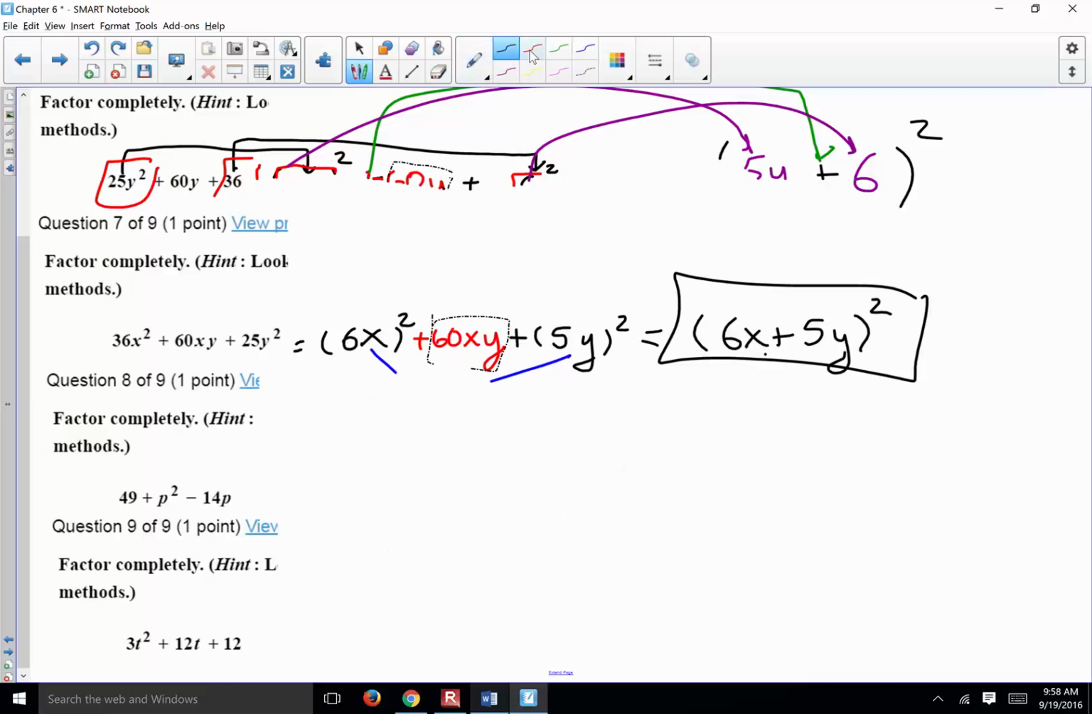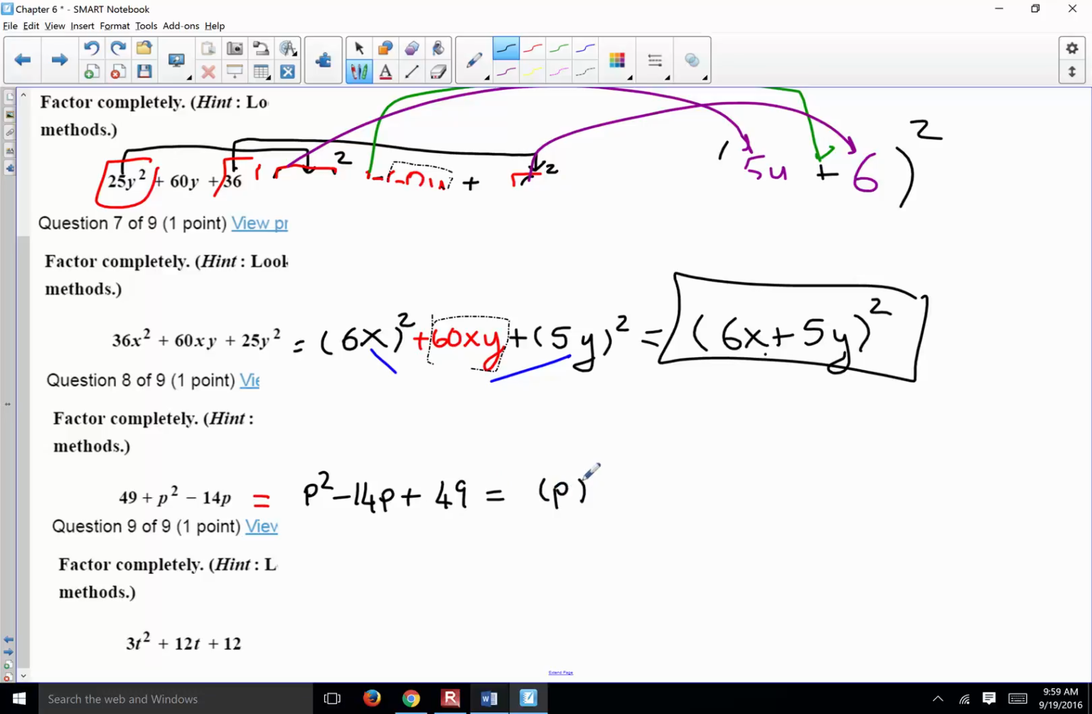8 is trickier. This. What is wrong with this question? It's not in the same order given earlier. We need to start with a square on the first term and a square on the last term, and the middle term has no square. This term starts with a number. So I'm going to first reorder the terms here as p squared first, minus 14p next, and 49 last. This is now in the right order. And this is now so easy.